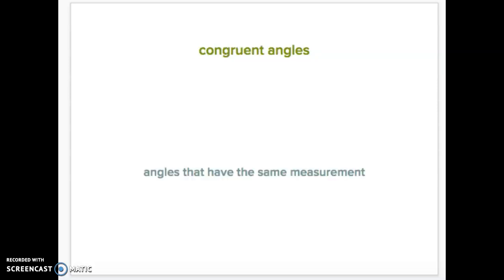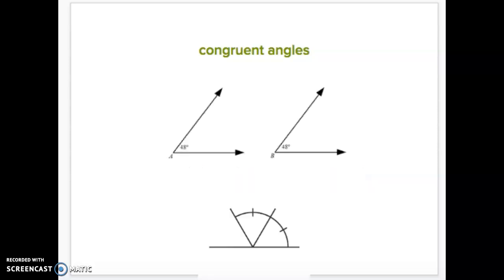Next, or last, we have congruent angles. Congruent angles are angles that have the same measurement. So our vertical angles, they were congruent angles. I talked about them being congruent or equal.